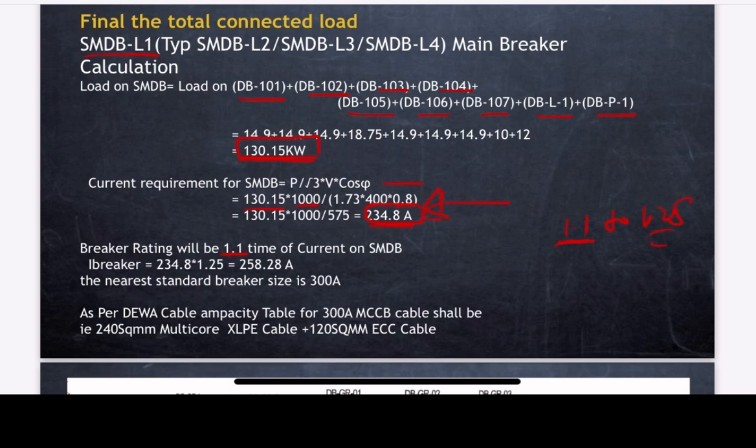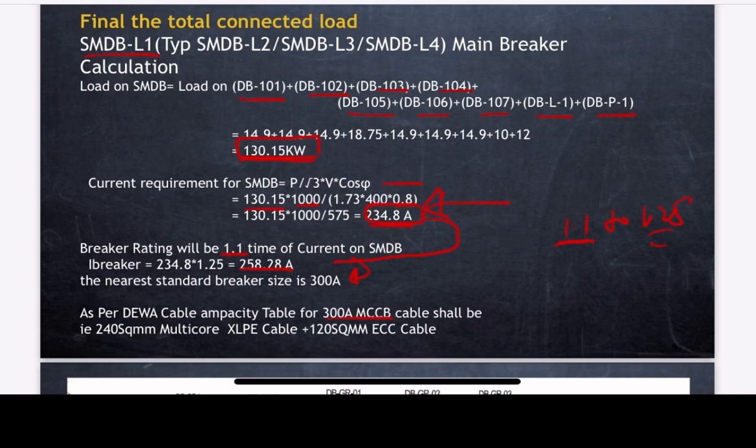So I will multiply this total current demanded on that SMDB1 with 1.1. Then we will come to know after calculation that it is 258.28 ampere. So we have to select the breaker rating. The standard available breaker rating after 258.28 ampere is the 300 ampere breaker rating. So we selected the main incomer rating of SMDB is 300 ampere MCCB.